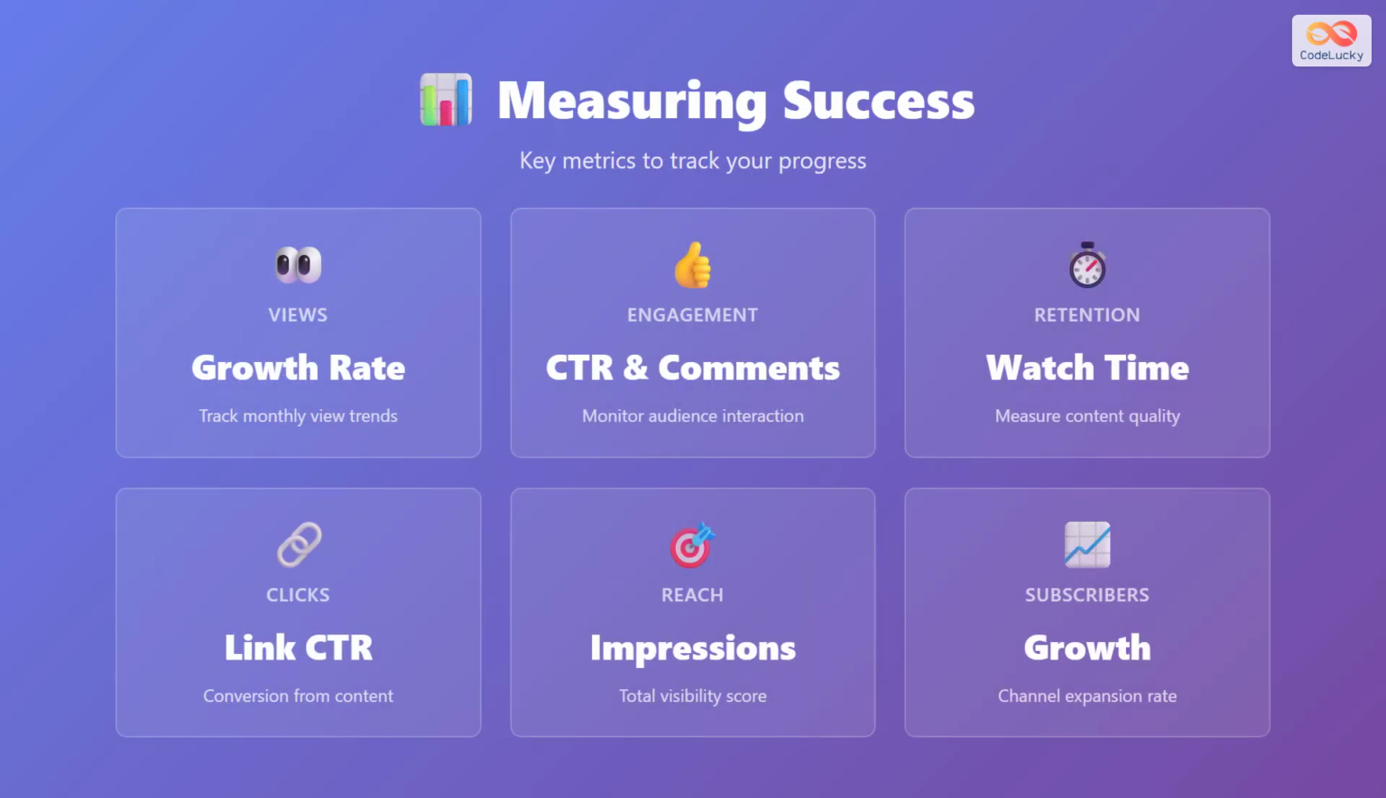To improve your content over time, you need to track the right metrics. Monitor your views and view growth rate month over month to see if your audience is expanding. Track engagement through click-through rate and comments to understand if people are finding value in your content. Check retention by looking at watch time to see if viewers are staying until the end. Measure clicks on your links to see if your content is driving conversions. Track your reach through impressions to understand total visibility. Finally, monitor your subscriber growth rate to see if your channel is expanding. These metrics tell the story of your content success and guide your future decisions.